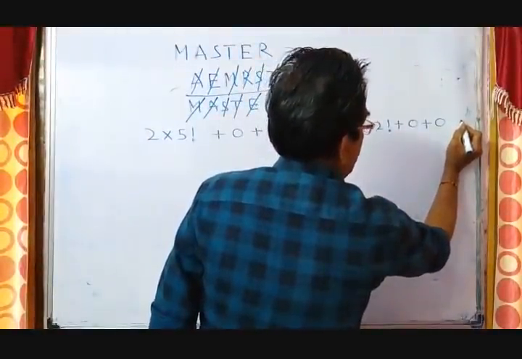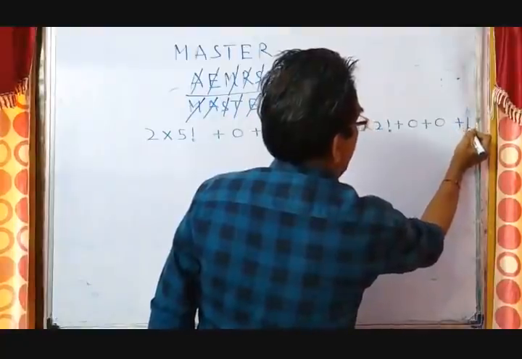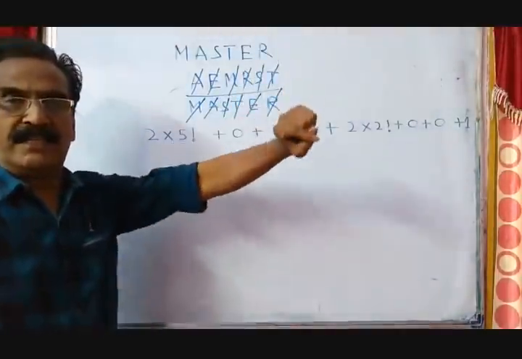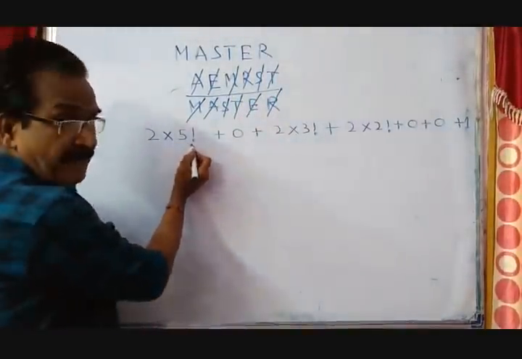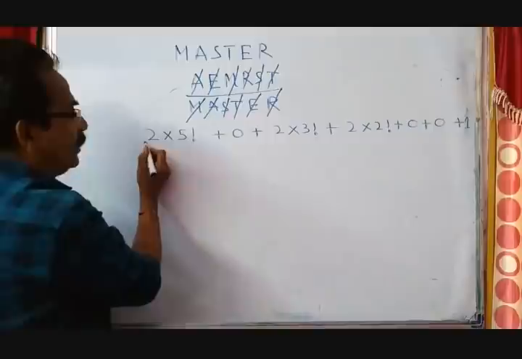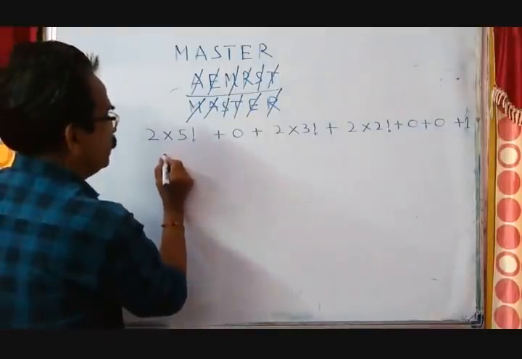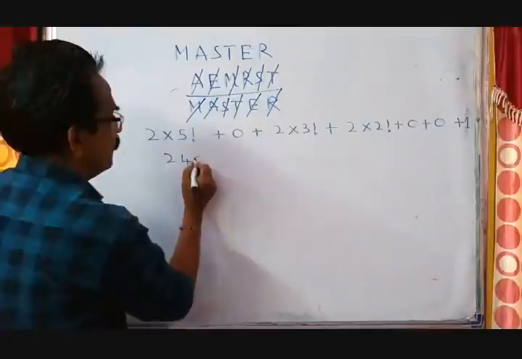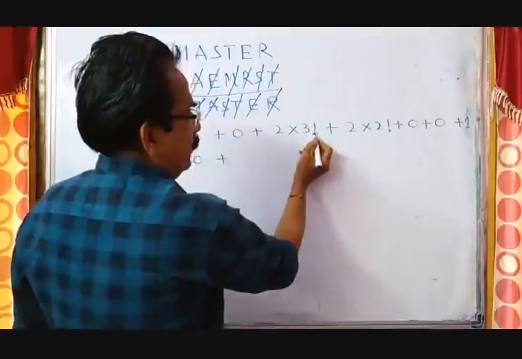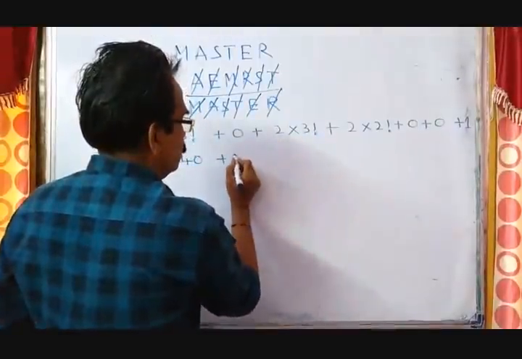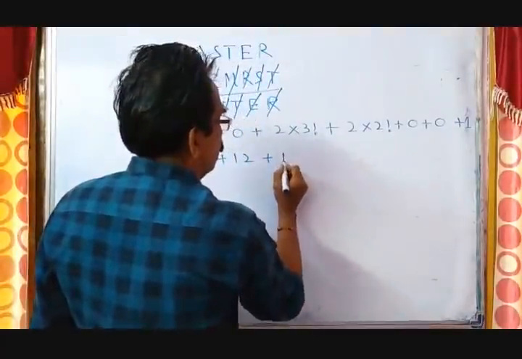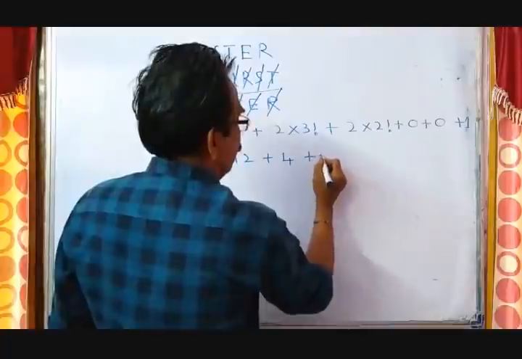After adding all these things, you have to add plus 1 to get the rank of the word master. Okay friends, 5 factorial is 120, 120 into 2, 240, plus 2 into 3 factorial, 3 factorial is 6, 6 into 2, 12, plus 2 factorial is 2, 2 into 2, 4, plus 1.